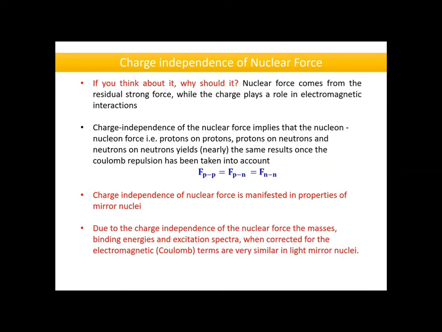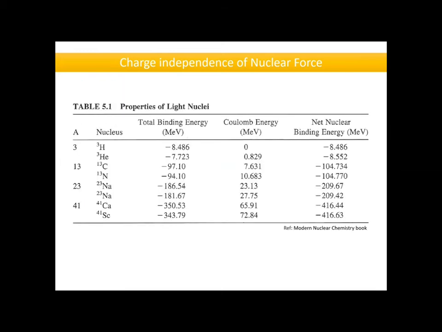Now, due to charge independence of nuclear force, masses and binding energies, when corrected for Coulomb terms, are very similar in light nuclei. And this can be seen in this table, where A is equal to 3. Suppose A is equal to 3. For tritium, total binding energy is minus 8.486 and Coulomb energy is 0. So the net nuclear binding energy is minus 8.486.